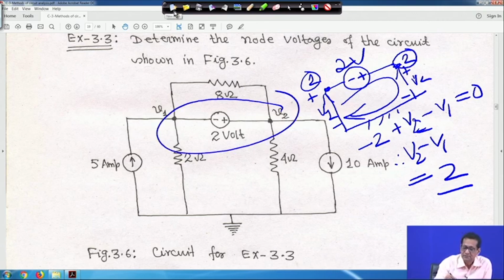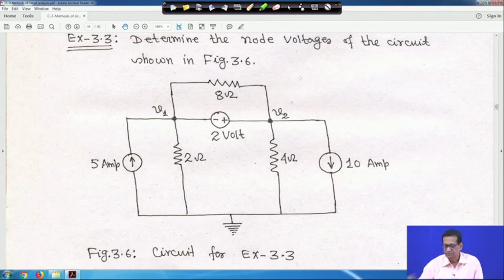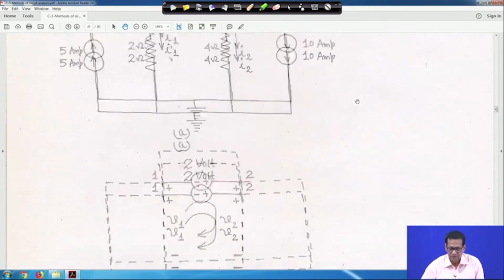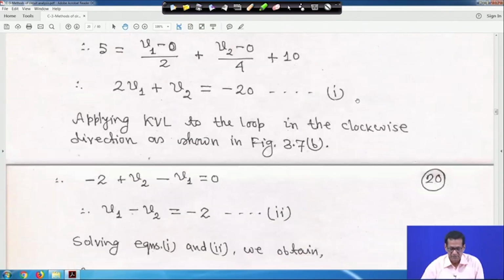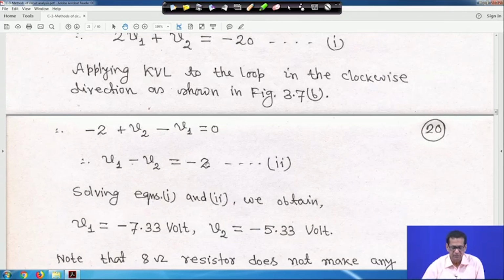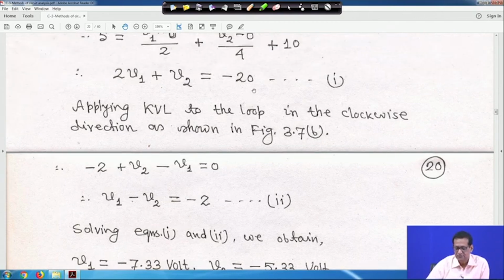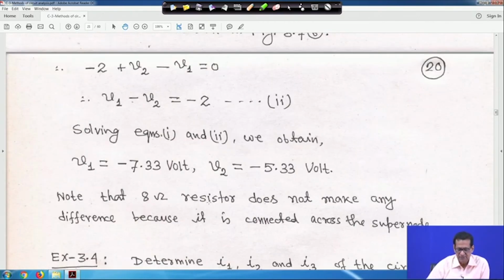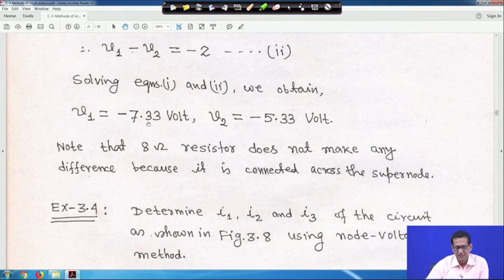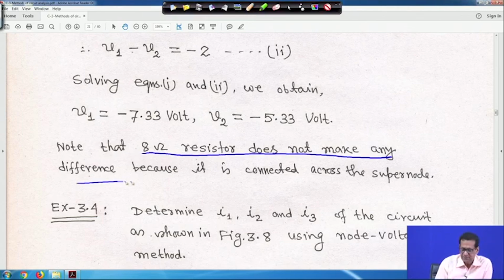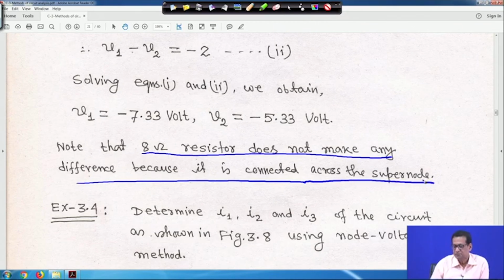So, let me clear it. This is your V 1 minus V 2 is equal to minus 2, or V 2 minus V 1 is equal to 2. So, solve these two equations, equation 1 and equation 2, then you will get V 1 is equal to minus 7.33 volt and V 2 is equal to minus 5.33 volt. Note that the 8 ohm resistor, that means this one, does not make any difference because it is connected across the super node.